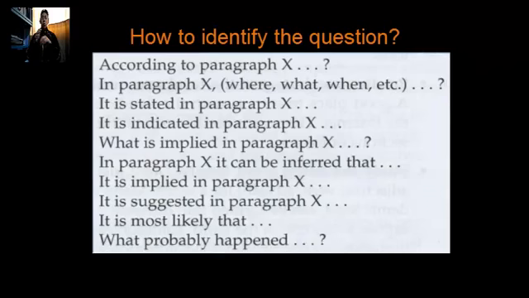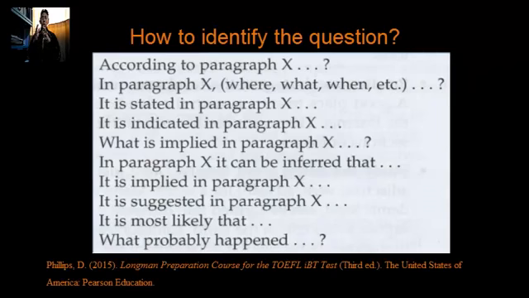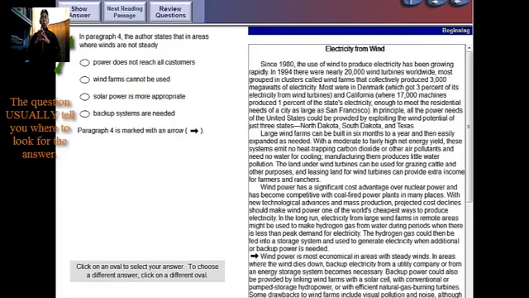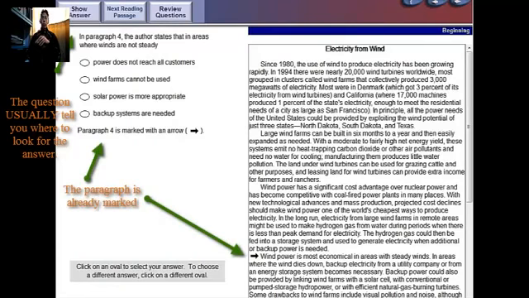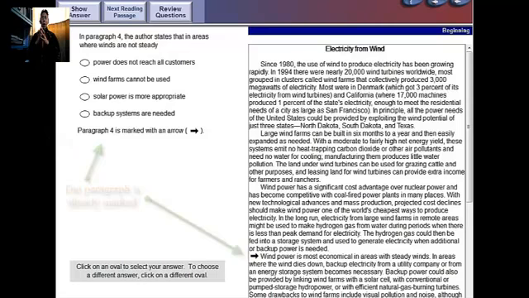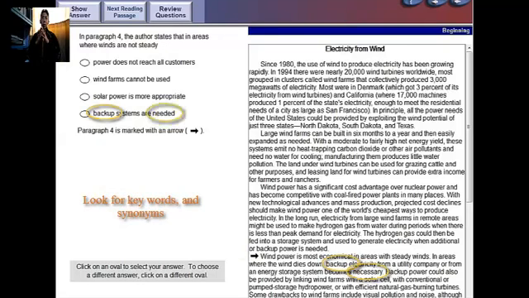The exam provides the prompts shown in this slide, and those prompts will help you to identify which sort of questions you are working on. The question tells you where to look for the answer, and the paragraph is already marked with an arrow. To answer, you have to look for keywords and synonyms. In this case, the keyword is backup, and the synonym of need is necessary.